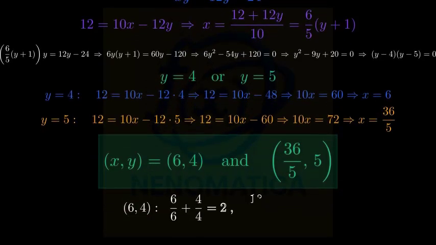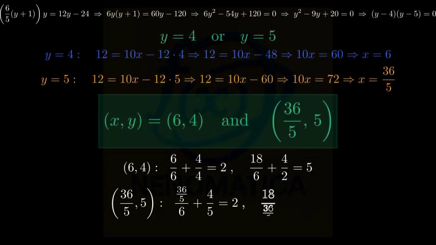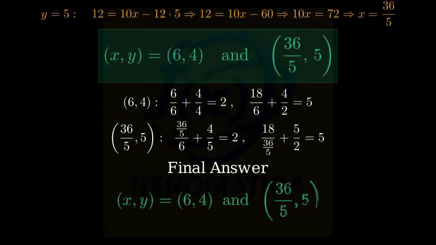As a quick check, substitute back into the original system. 6 over 6 plus 4 over 4 equals 2, and 18 over 6 plus 4 over 2 equals 5. Also, 36 over 5 divided by 6 plus 4/5 equals 2, and 18 over 36 over 5 plus 5 over 2 equals 5. Both ordered pairs satisfy the original system. We matched the exact structure from the image, transformed each equation, eliminated the product term, found a linear relation, solved via substitution, and reported both solutions.